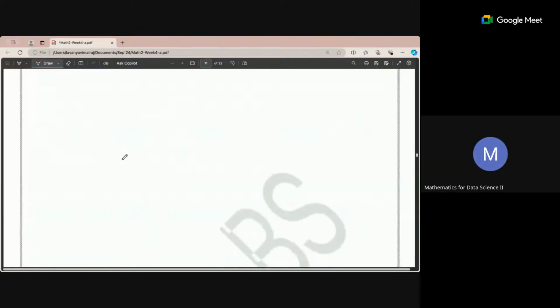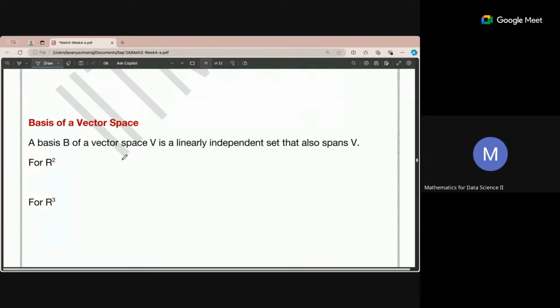So far we have seen that span of a set means you have a set of vectors, you take all the linear combinations, and you end up with a subspace. Spanning set means we have a subspace or a vector space and we find a set for which the span is the entire space. But spanning sets can have various numbers of entries: some have 2, some have 3.